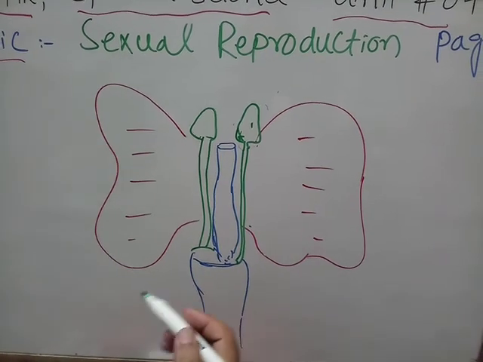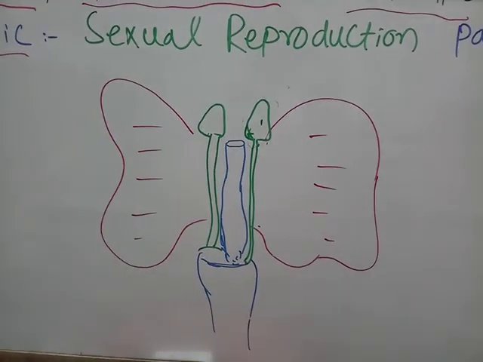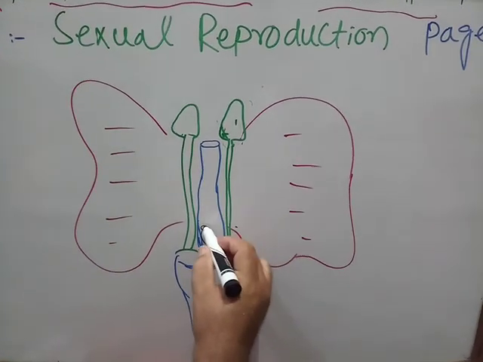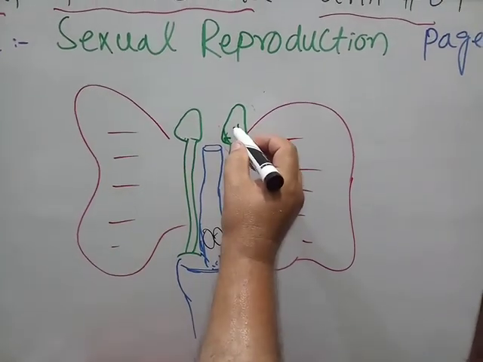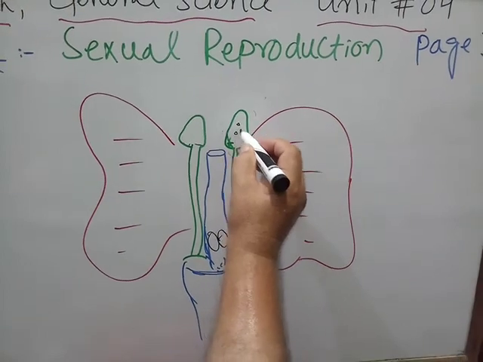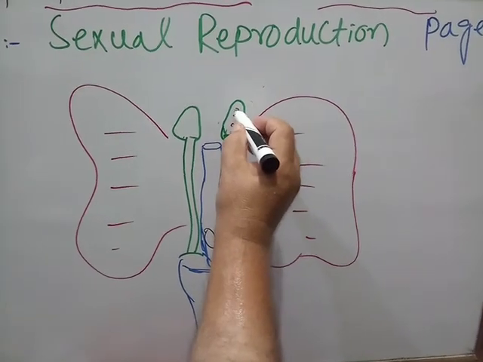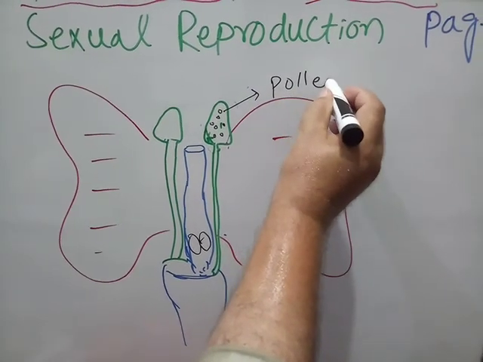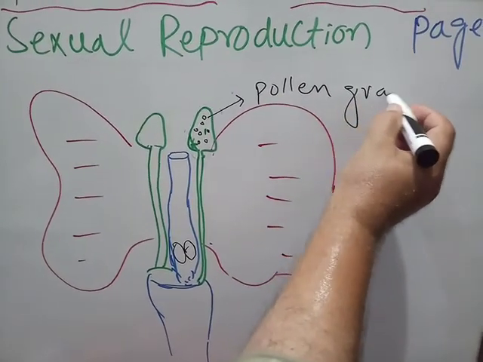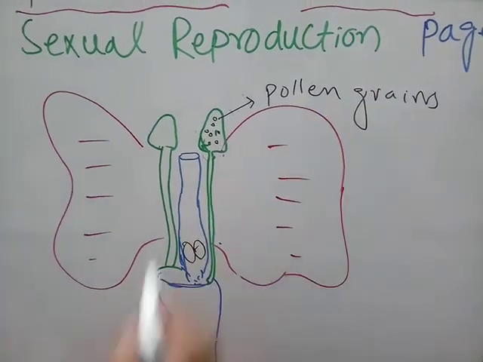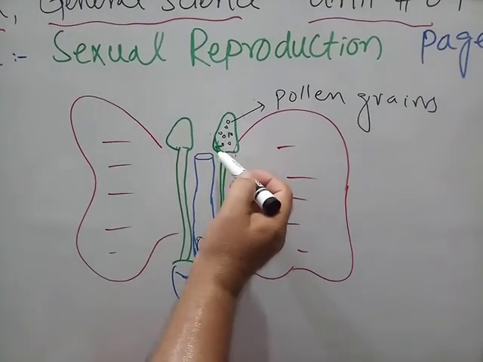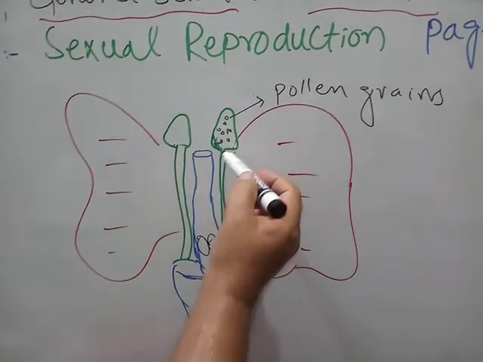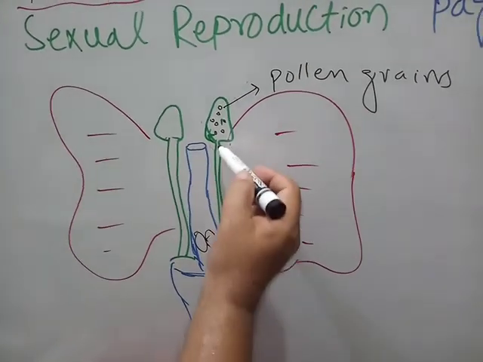So this ovary contains ovules, and this anther contains small male gametes which are called pollen grains. These are the male gametes. These are contained in a sac-like structure which is called anther. This stalk or stem is called filament.